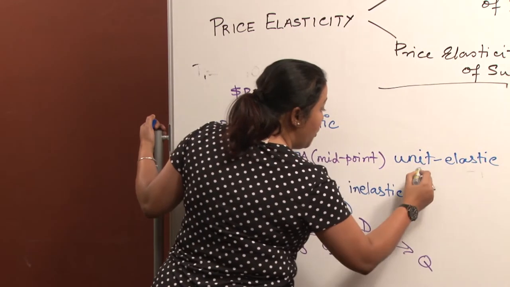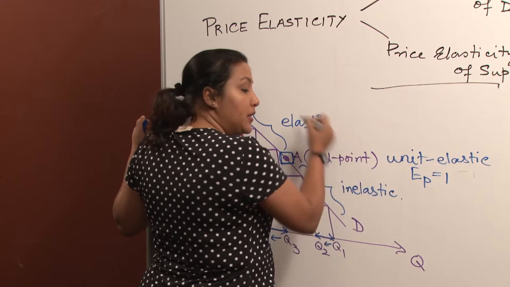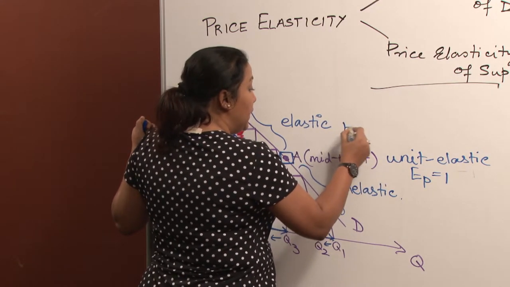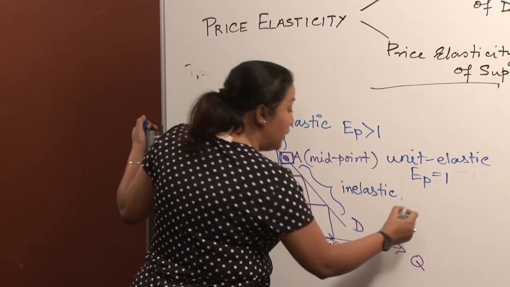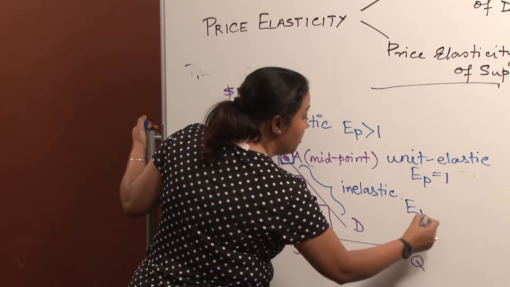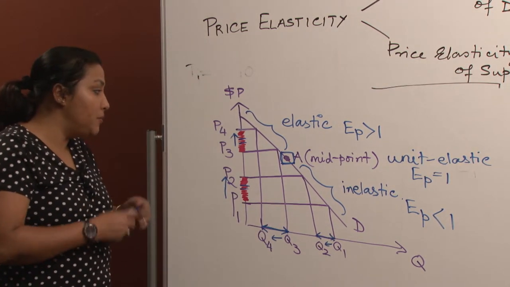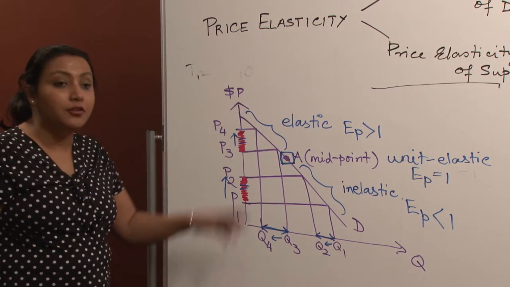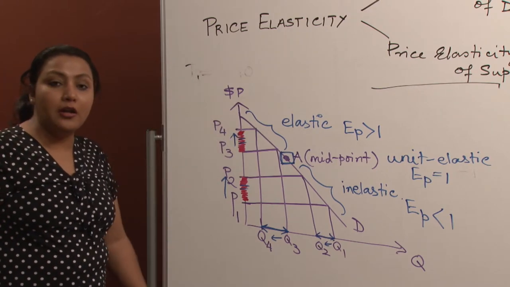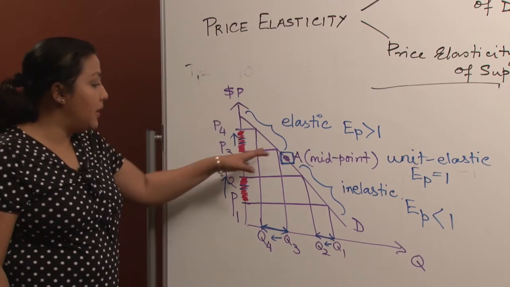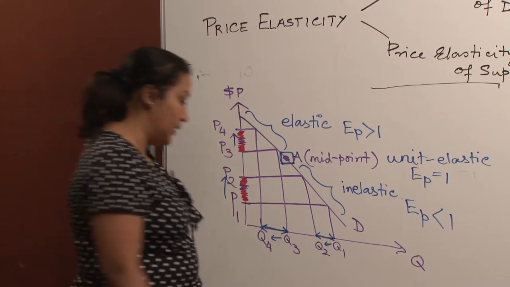So, at this point, the EP is equal to 1. Any points above that point, the EP is greater than 1. And at any points below the midpoint, the EP or the price elasticity of demand is less than 1. So, in the same demand curve, on a linear demand curve, the parts that are higher than the midpoint are price elastic, and the part that is lower than the midpoint is price inelastic.